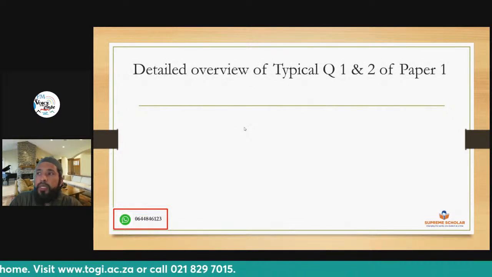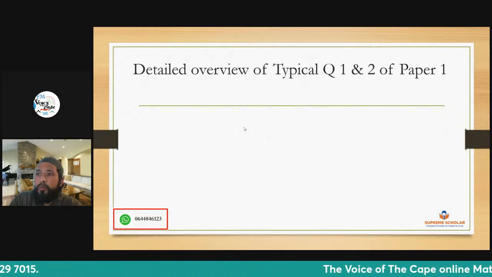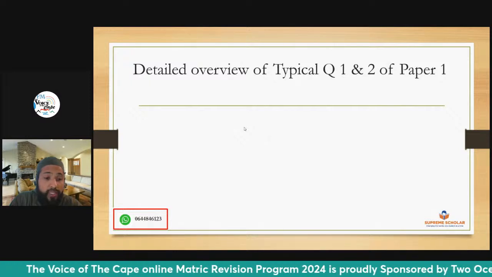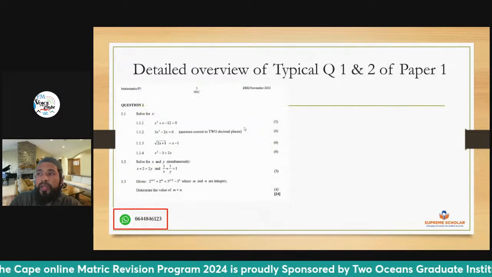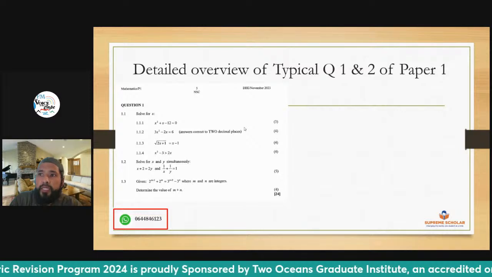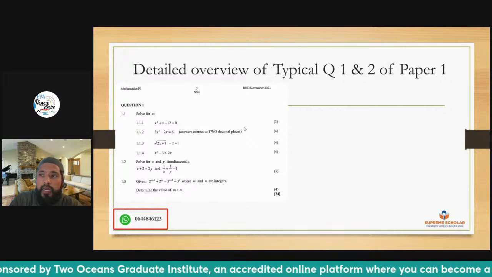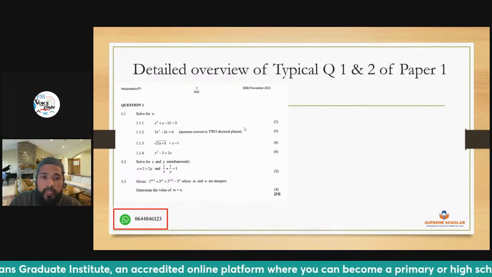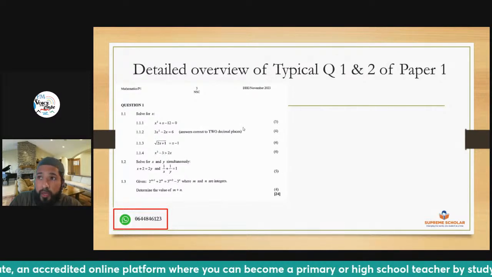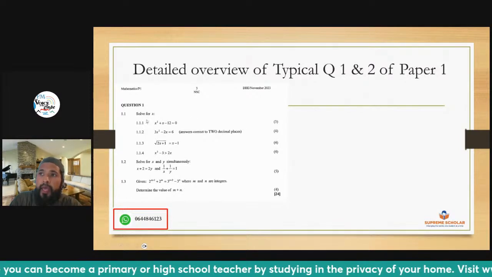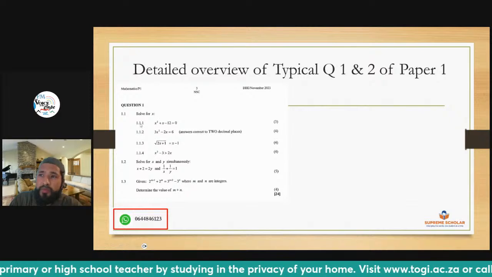Bismillah. Okay, so a detailed overview of a typical question one and question two of paper one. In the previous lesson, we said that algebra and equations is typically about 25 marks, basically question one. What I've done is I've taken a screenshot or snippet of question one from the Department of Basic Education past paper, last year's final paper, 2023's final paper, right?